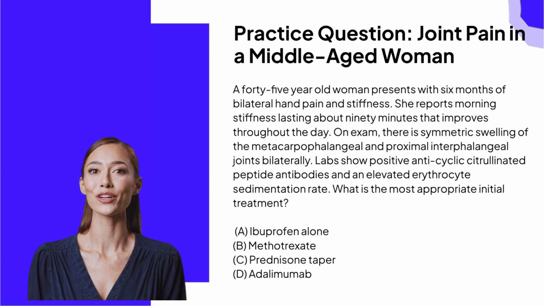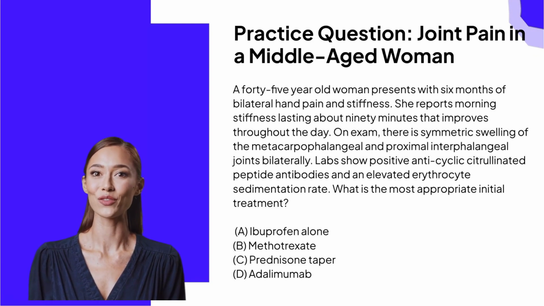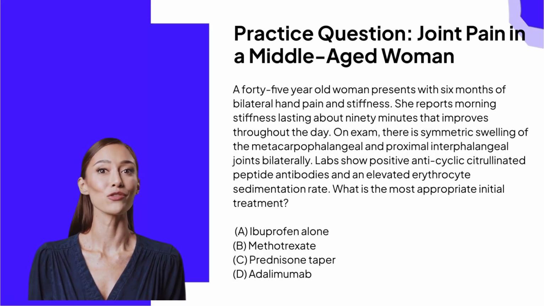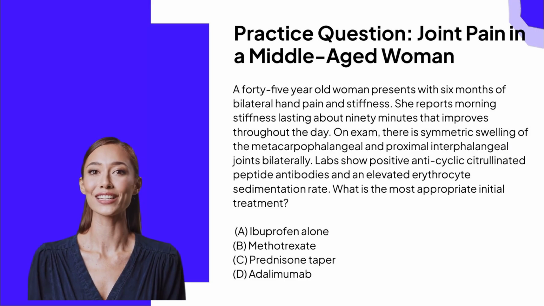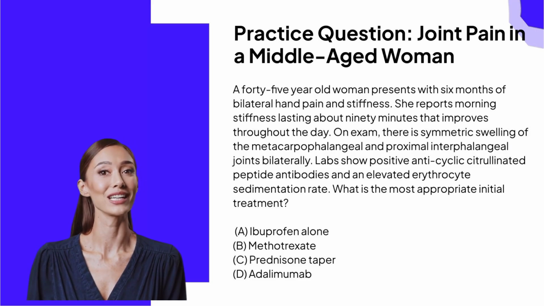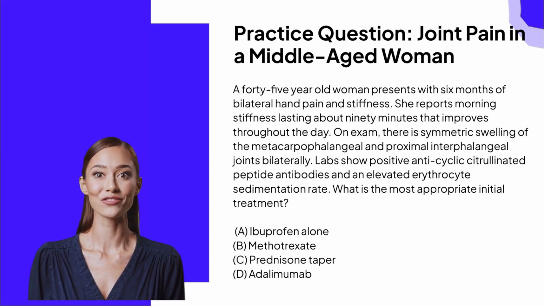Let us work through our first practice question. A 45-year-old woman presents with 6 months of bilateral hand pain and stiffness. She reports morning stiffness lasting about 90 minutes that improves throughout the day. On exam, there is symmetric swelling of the metacarpophalangeal and proximal interphalangeal joints bilaterally. Labs show positive anti-cyclic citrullinated peptide antibodies and an elevated erythrocyte sedimentation rate. What is the most appropriate initial treatment? Take a moment to think about this before we walk through the answer on the next slide.